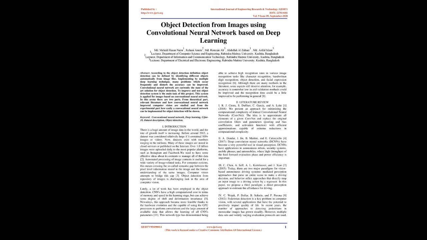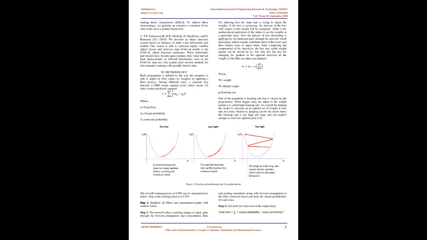This network type has demonstrated being able to achieve high recognition rates in various image recognition tasks like character recognition, handwritten digit recognition, object detection, and facial expression recognition. Although there are many methods in the literature, some aspects still deserve attention. For example, accuracy is somewhat low, validation methods could be improved, and the recognition time could be improved to perform better in general.